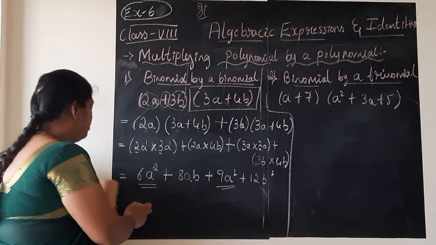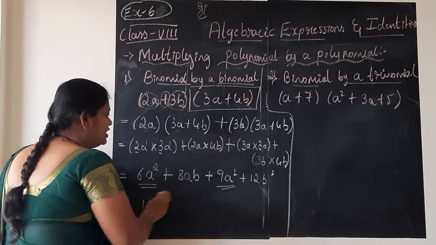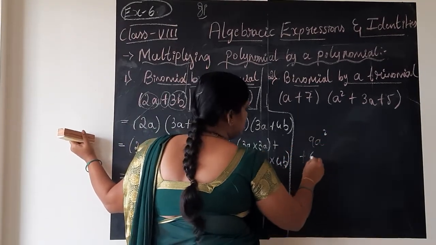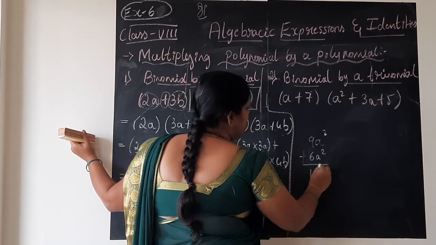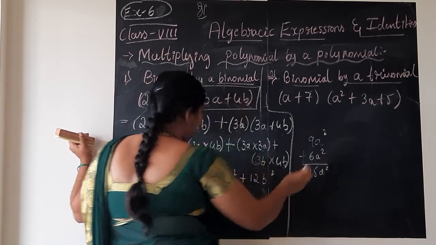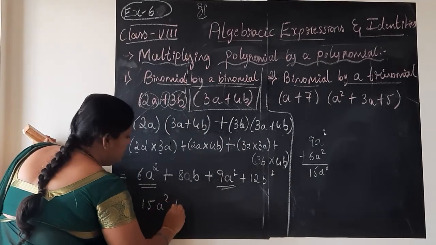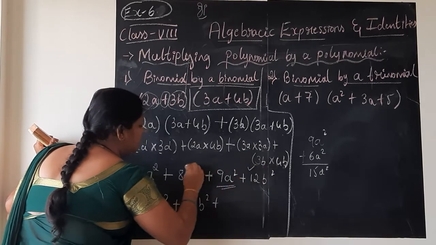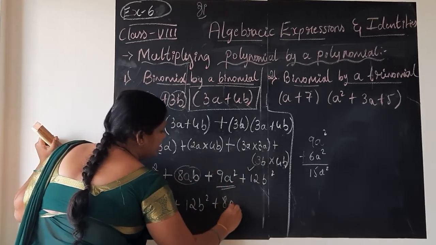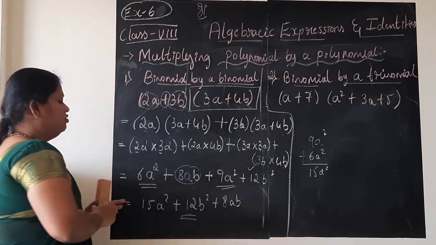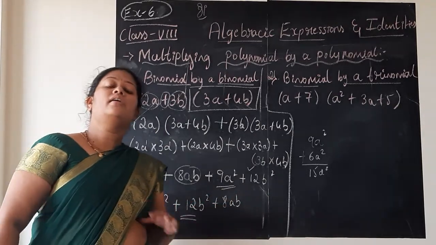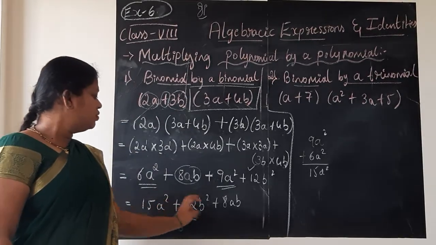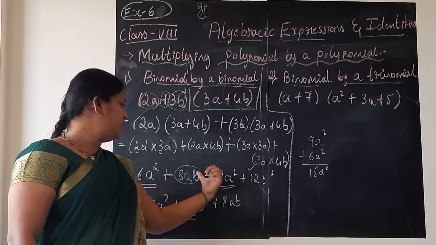9 plus 6 is 15. Don't touch the variables. It is like 9a square plus 6a square. When you add 9 plus 6 is 15, a square as it is. So 15a square plus 12b square, that is this last term, plus 8ab. Like this we have to keep it in decreasing order of their powers. I said this in the previous session also. The a square terms are the same, so first a square, next b square, next is 8ab.